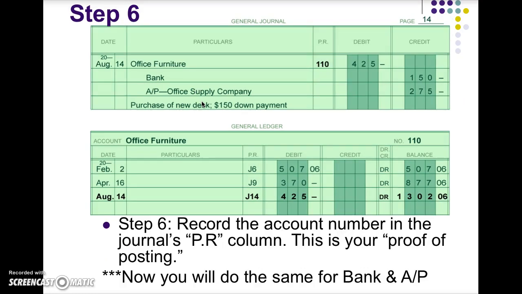Now remember, step 6, really important, we have to go back to the journal. As proof of posting, we need to post in the PR column of the journal up here what account we just posted to. So this is posting proof, and we can go back and see how far we've posted. Now that we've posted the office furniture, we would have to go back and do bank and accounts payable. All right, so that was our example.